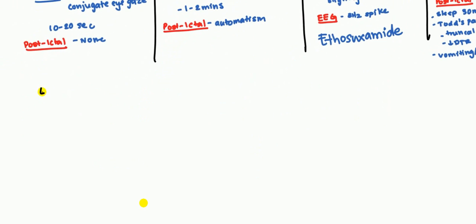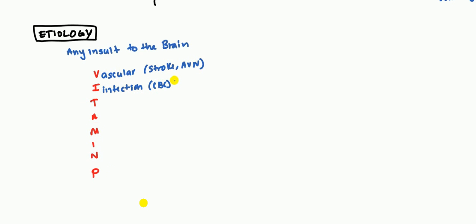Okay, so after we're done with that, we can talk about the etiology. Basically, any insult to the brain can cause seizures, so that's something to remember. A good classification system that I use doesn't cover all of them, but does cover most of them. It's called vitamin P. So the V stands for vascular insults, such as stroke or AVM. There's also infections, so that's probably why you want to check CBC for these patients. And also another I could be inherited conditions, especially in the pediatric population.